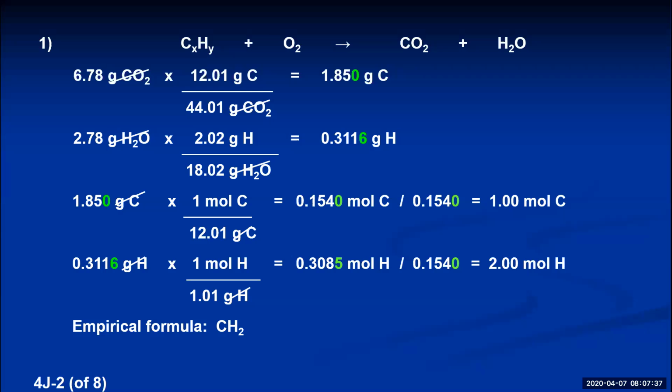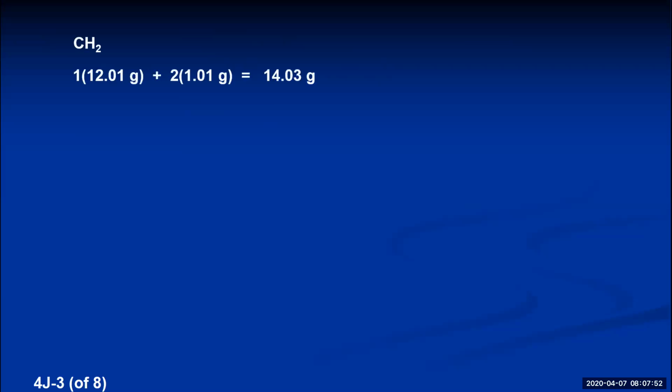Now, if we know its true molar mass, which they said was 85 plus or minus 5 grams per mole, we can go one more step and actually predict the molecular formula. I'll need to take my empirical formula CH2 and calculate its molar mass. So the molar mass of CH2: it has 1 mole of carbon in it, so 1 multiplied by 12.01, and it has 2 moles of hydrogen, so 2 multiplied by 1.01. That gives me 14.03 grams per mole for the molar mass of our empirical formula.